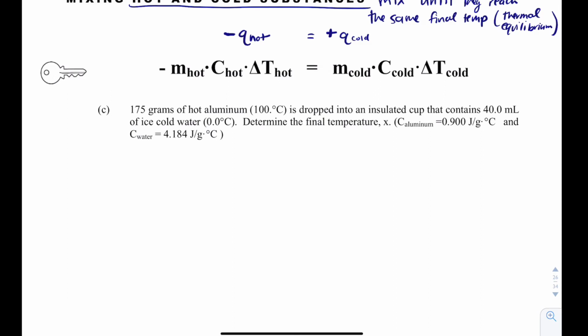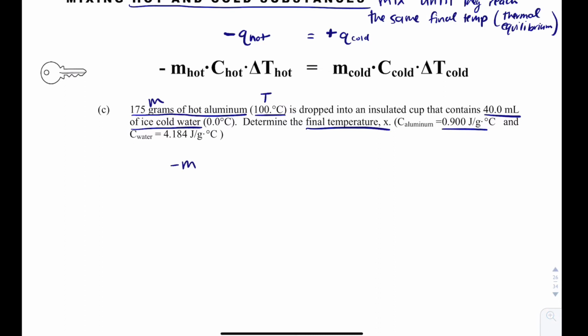So we have 175 grams of hot aluminum. It starts off at 100 degrees Celsius, and it's dropped into an insulated cup that contains 40 milliliters of ice-cold water. We need to determine the final temperature, X. The specific heat of aluminum is 0.9 joules per gram degree Celsius. The specific heat of water is 4.184 joules per gram degree Celsius.